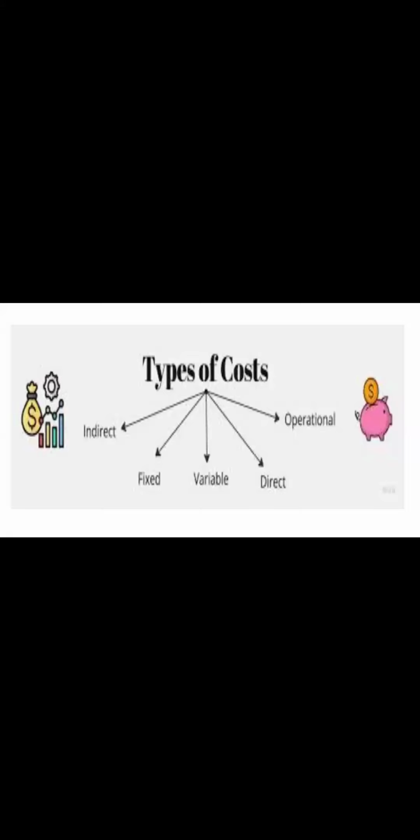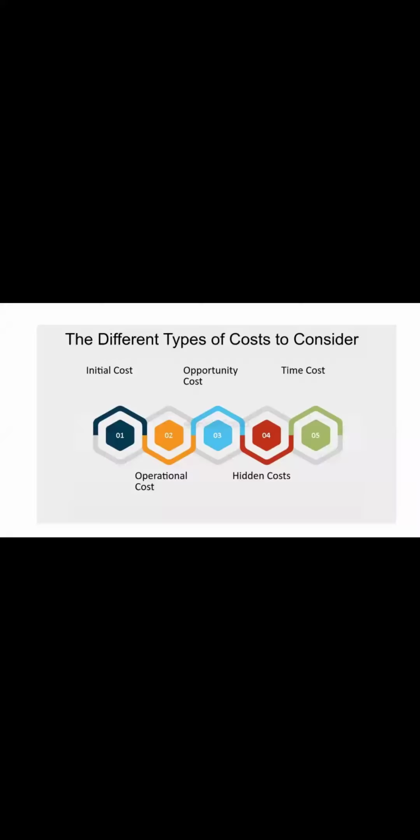Now we will look into three main parts: accounting cost, economic cost, and opportunity cost. There is another group of costs: initial cost, opportunity cost, time cost, operational cost, hidden costs. We will look into this one, the three different types of costs: accounting cost, economic cost, and opportunity cost. At least this much you should be able to understand.